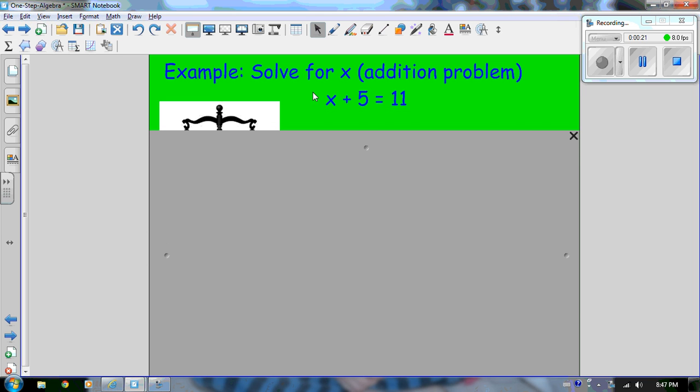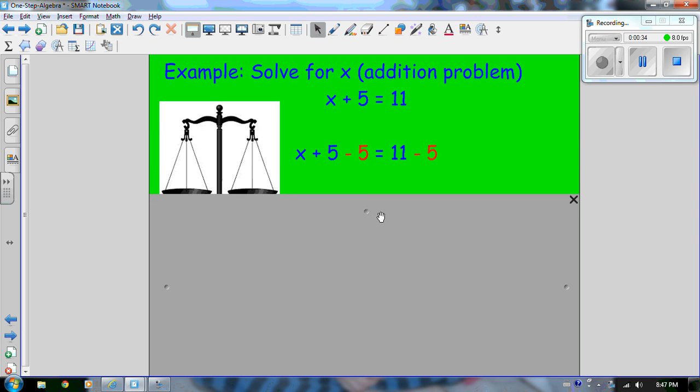then we know that the left side of the equal sign has to equal the right side of the equal sign. So we're going to use that piece of information to our advantage here, and we're going to treat it just like the scale in my example here.